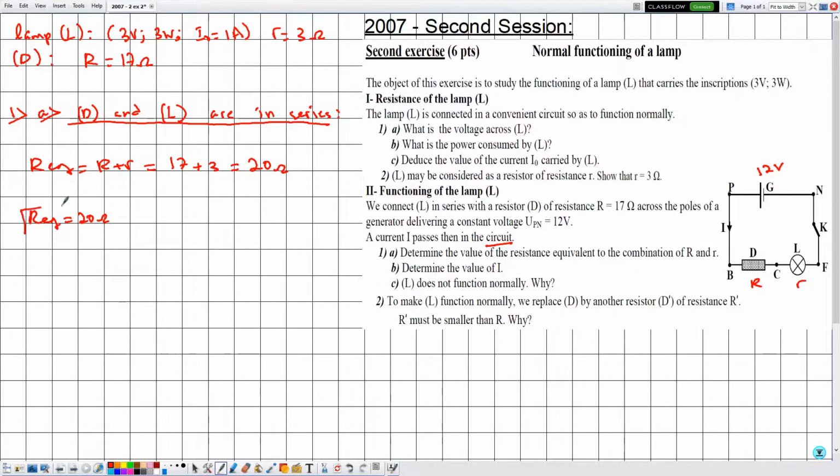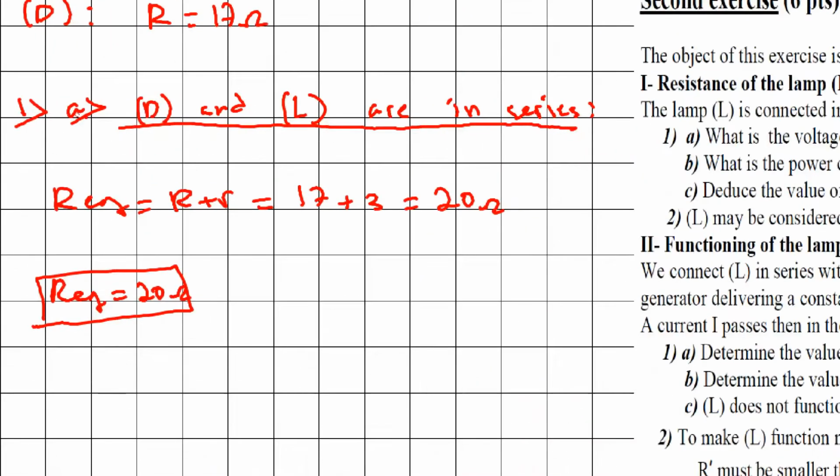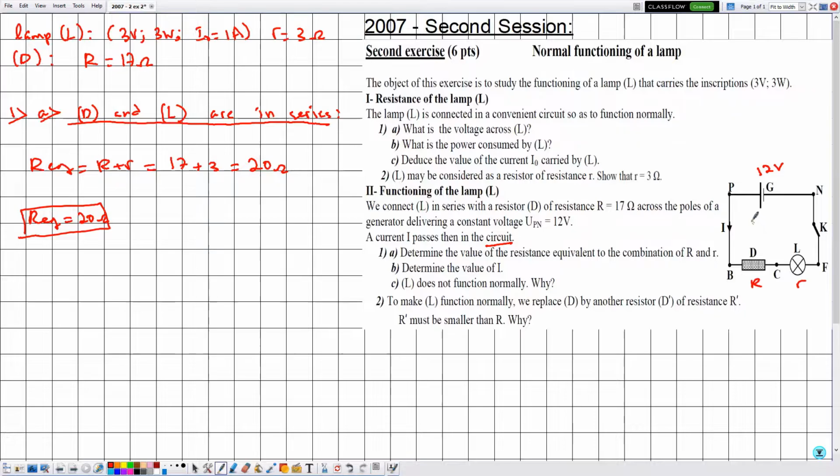Whenever we calculate equivalent resistance, we need to mention whether they are in series or in parallel. Moreover, we need to redraw the electric circuit containing this equivalent resistance. Now let me draw it here. This is the generator G, this is the point P. Now this is the point B.